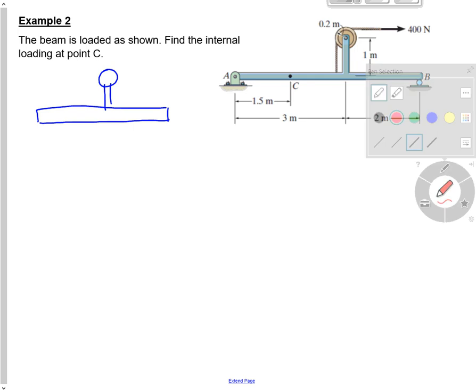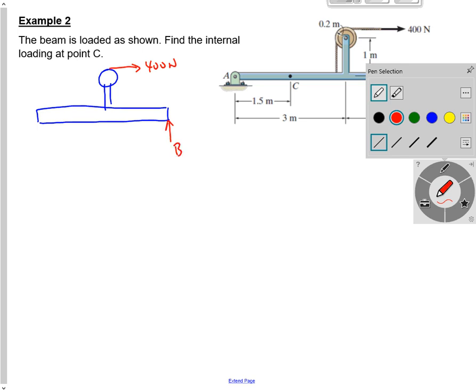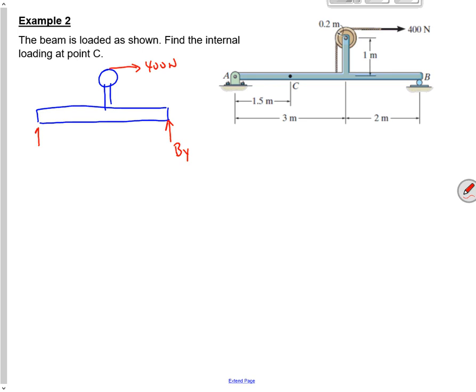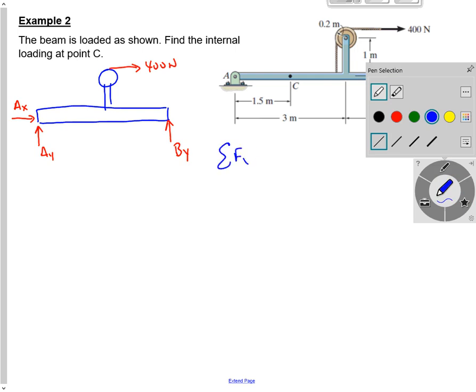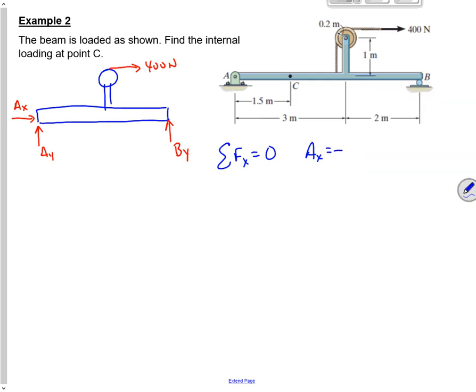So the entire beam includes that pulley. The forces acting on it now are going to be, I've got a 400 Newton force here. I've got By there. I've got AY, I've got AX. I think that's everything. That's all the external forces acting on this. So from the sum of the forces in the x direction, that tells me that AX is minus 400 newtons. It's pointing to the left.